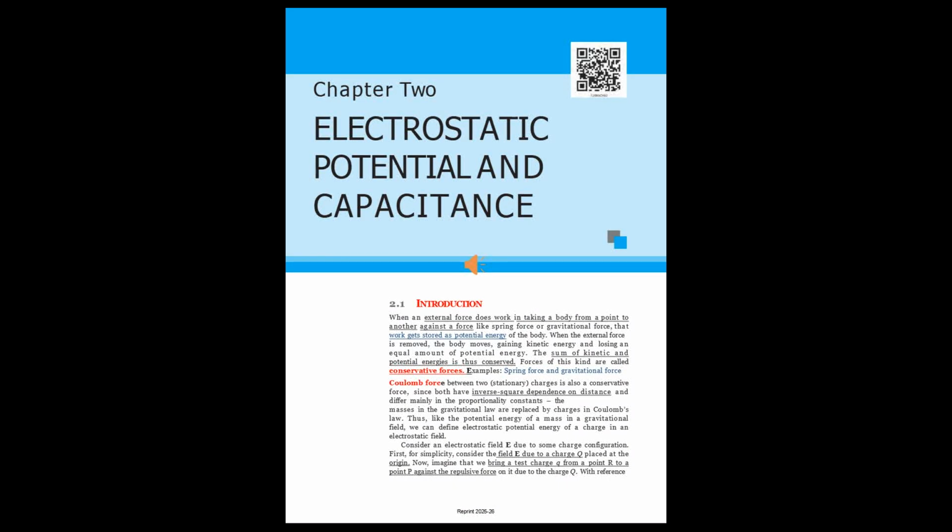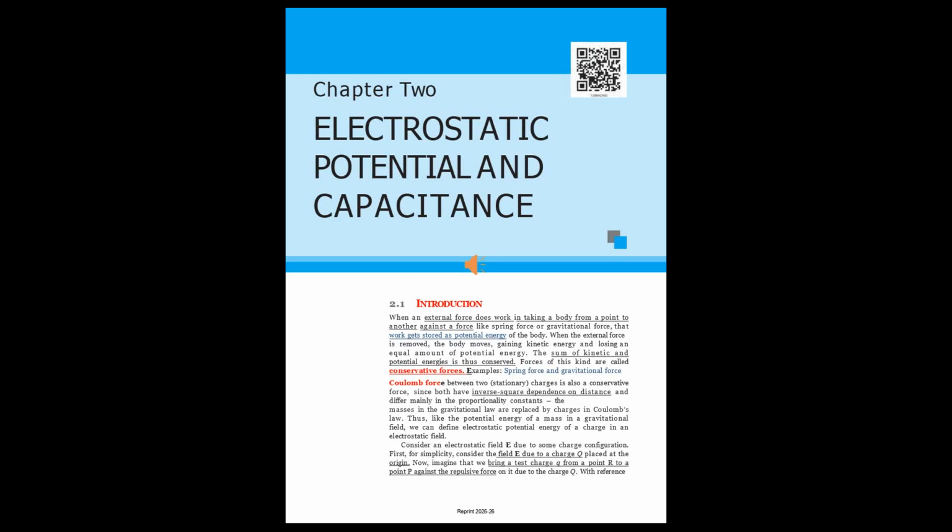When an external force does work in taking a body from one point to another against a force like spring force or gravitational force, that work gets stored as potential energy of the body. When the external force is removed, the body moves, gaining kinetic energy and losing an equal amount of potential energy. The sum of kinetic and potential energies is thus conserved. Forces of this kind are called conservative forces. Examples: spring force and gravitational force.